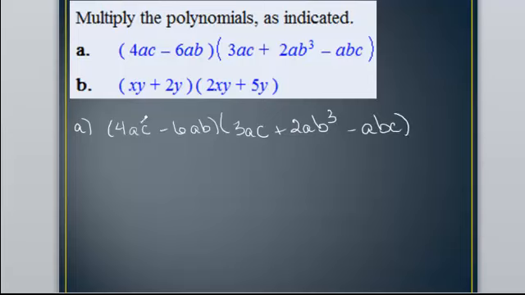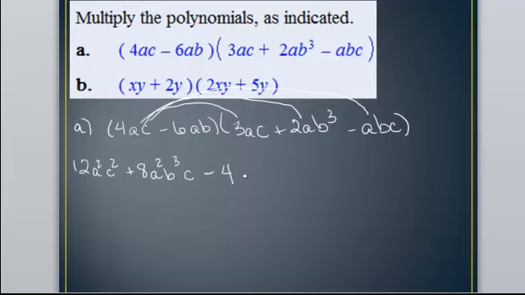Okay, so we're going to distribute the 4ac. So 4ac times 3ac is 12a squared c squared. 4ac times 2ab cubed, that will give us 8a squared b cubed c. I like to put my variables in alphabetical order. So 4ac times negative abc is negative 4a squared bc squared.